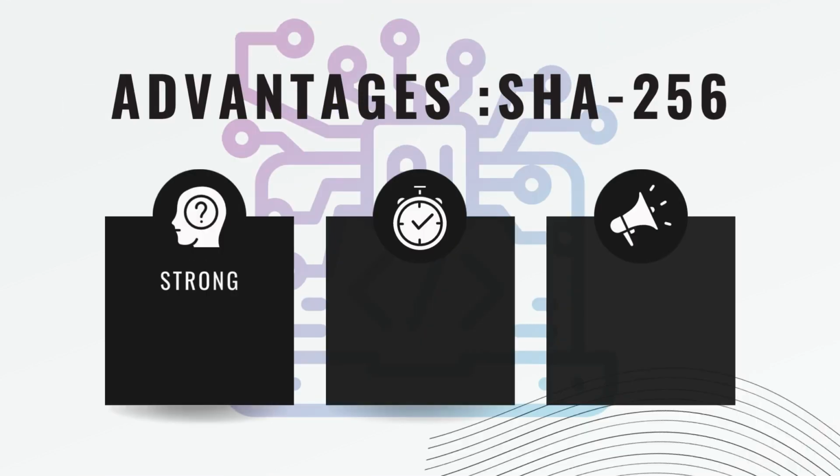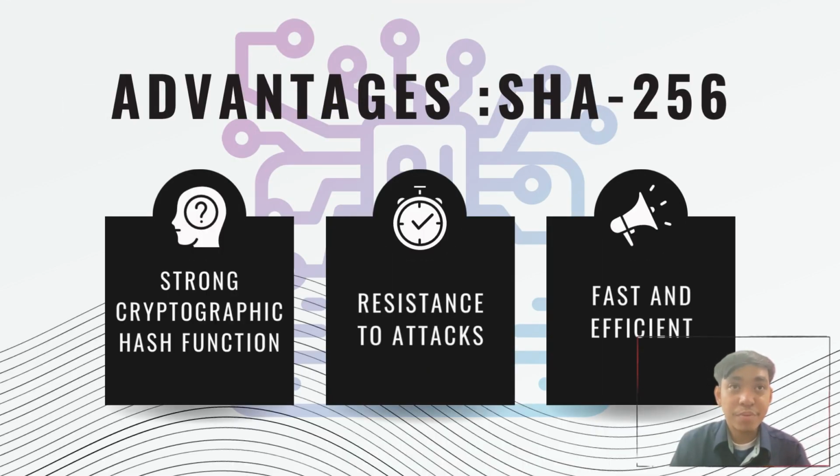Now we go to the advantages of SHA-256. The first one is a strong cryptographic hash function. SHA-256 is a widely used cryptographic hash function that generates a fixed size unique output hash for any given input data. This ensures that any data sent from the AHMAD website is secure and cannot be tampered with during transmission.